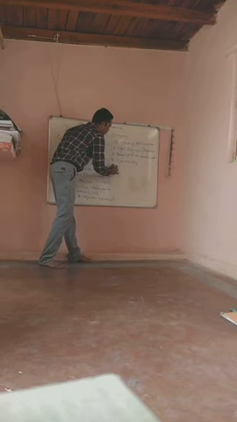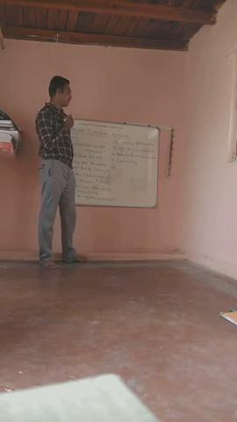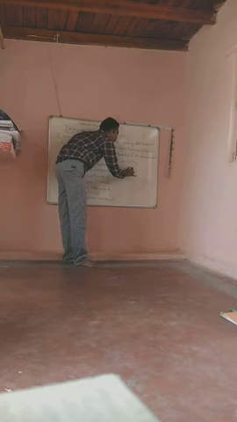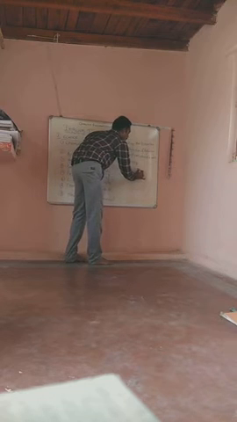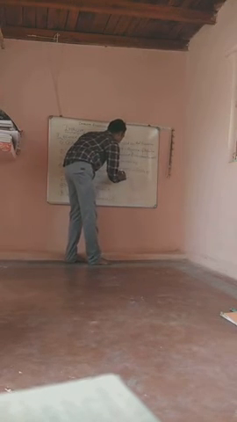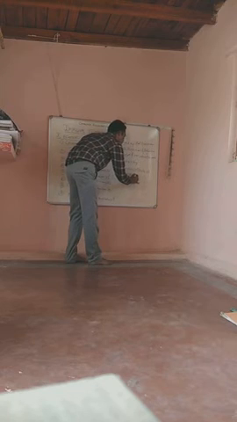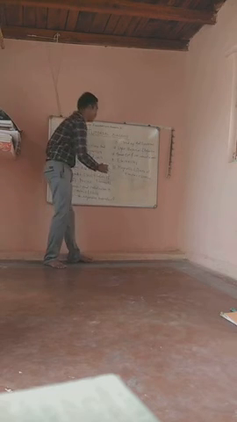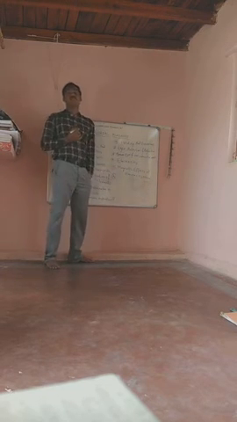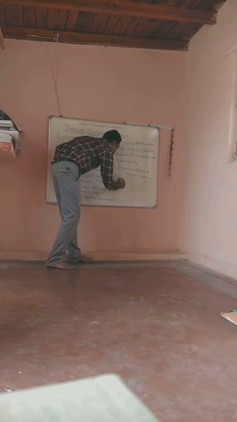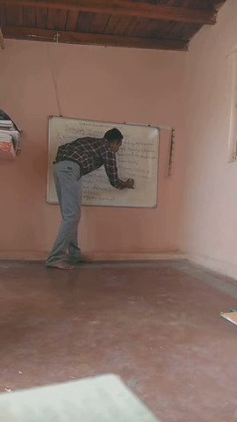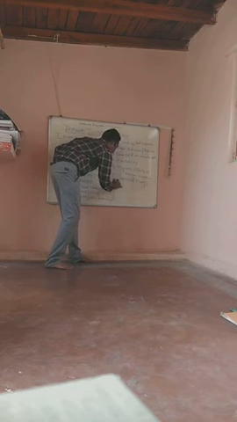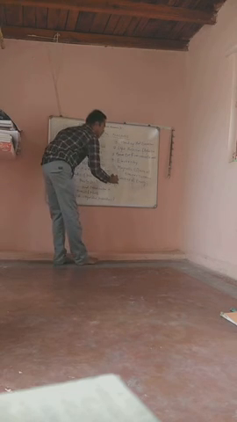Okay. Now we have to discuss the 13th chapter, after electricity: magnetic effects of electric current. Okay, 14th chapter, there is sources of energy. 15th chapter, natural resources.